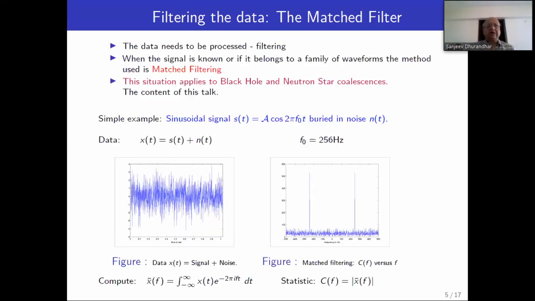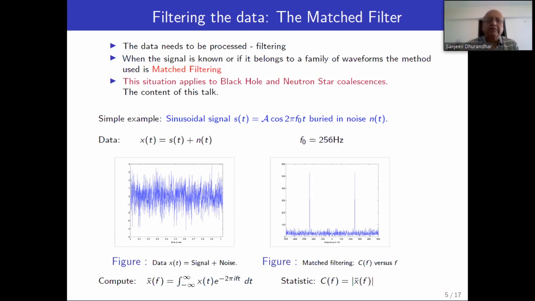So what you need to do is, the data needs to be processed. And this processing is called filtering. It's basically a problem in algebra, if you like. You rearrange the data in such a way that you can interpret the data for saying whether there is a signal or there is no signal. When the signal is known, as we know in the case of binary black holes or neutron stars, or if it belongs to a family of waveforms, the method used is matched filtering.